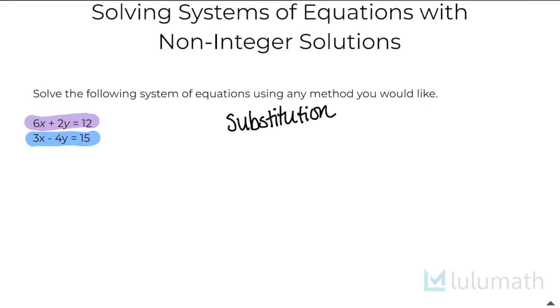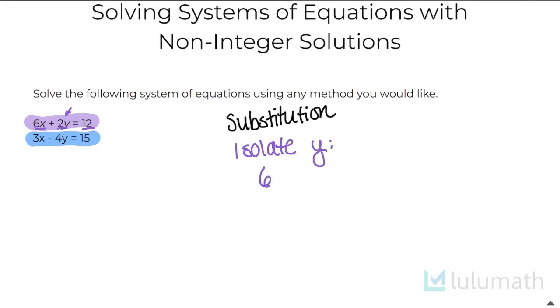So if you take a look, we have 6x here, we've got 2y here, and we've got 12 here. If I were to isolate the x, that would mean I would have to divide everything by 6. And because 2 is not evenly divisible by 6, I'll get a fraction. I'm going to avoid isolating that x. But if you look at this 2y right here, I can divide 6 by 2 and I can divide 12 by 2, which means that might be the easiest thing to isolate. So I'm going to isolate the y in the first equation.